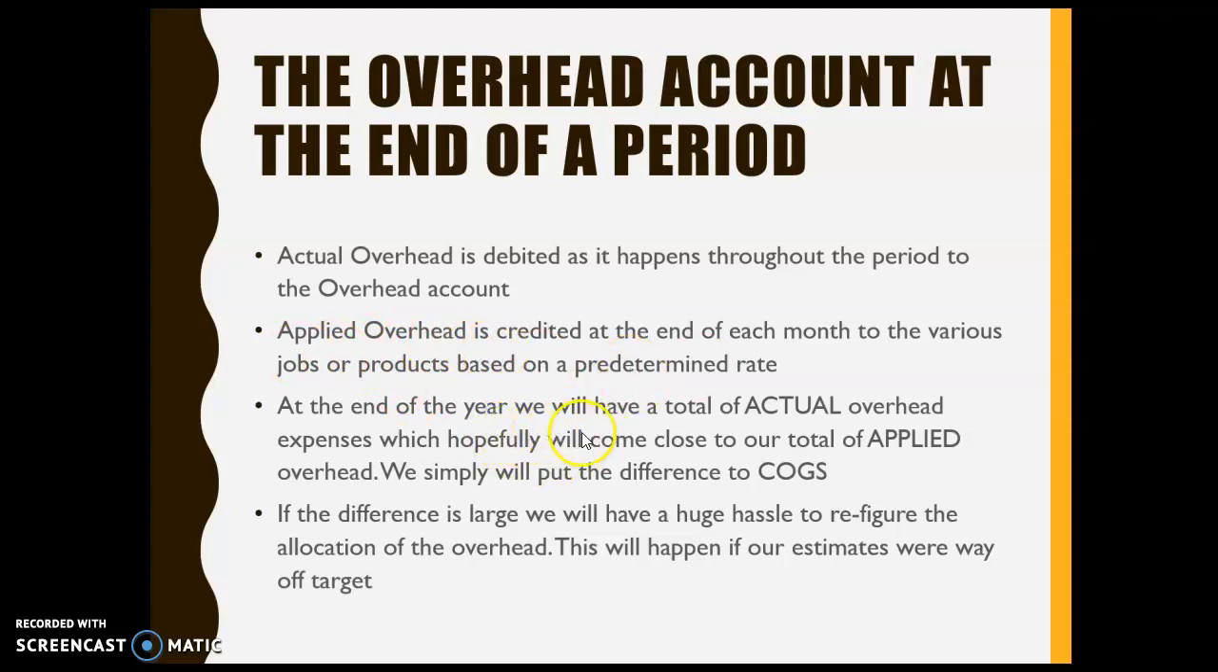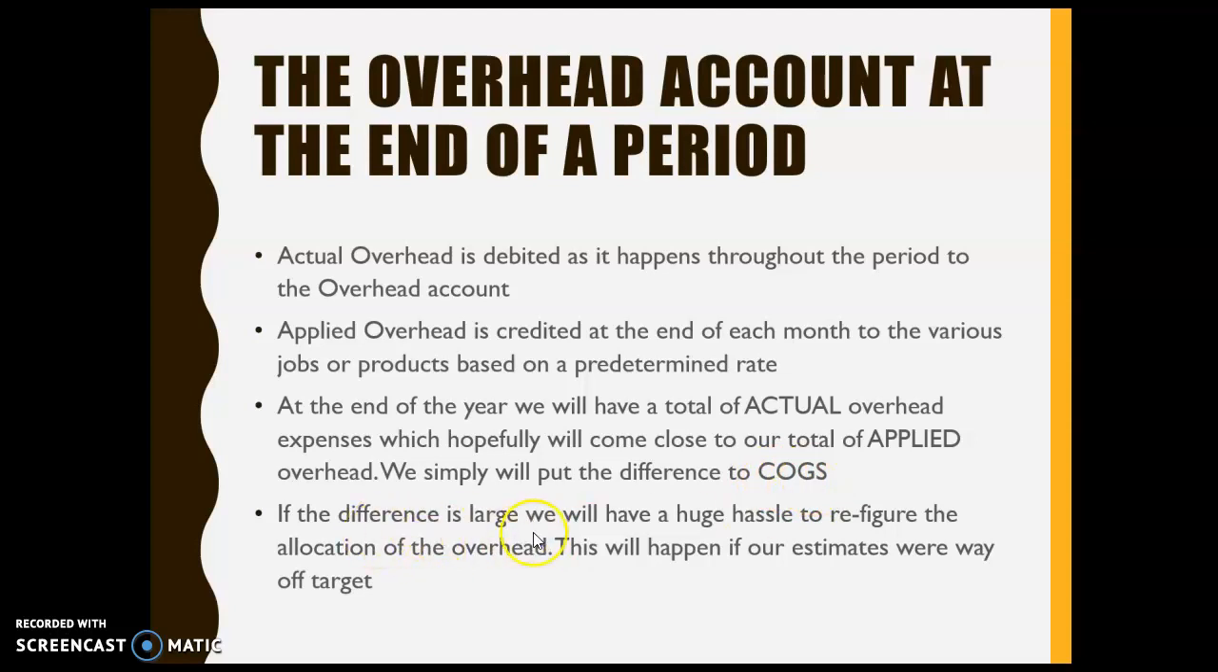So at the end of the year, we'll have the total actual overhead that we spent that year on the debit side. And we'll have the total that we applied on the credit side. If that difference between the actual and the applied is relatively small, we'll just close out the overhead account at the end of the year and put the difference into cost of goods sold.